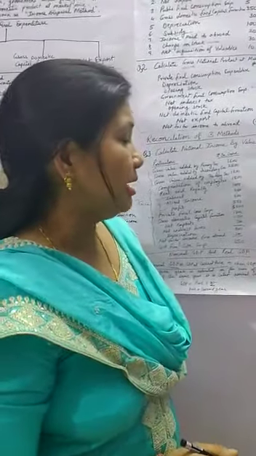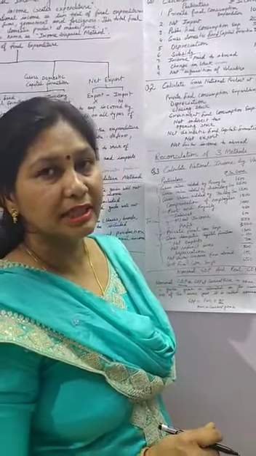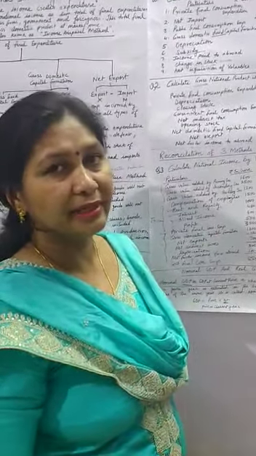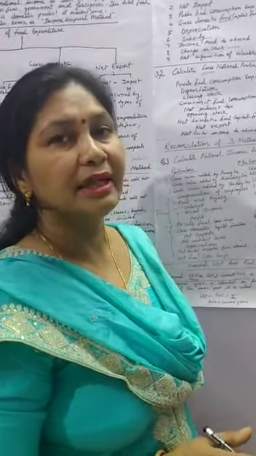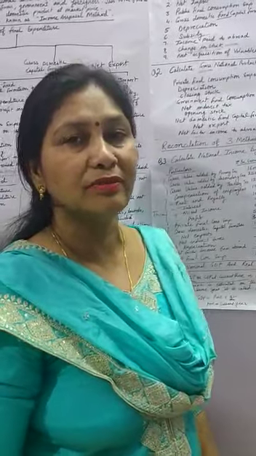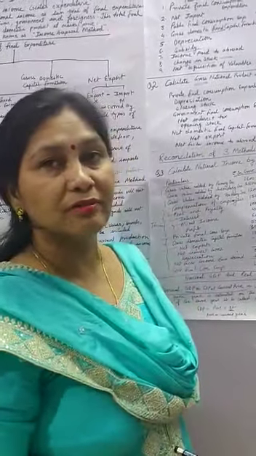Why is it better? Because real GDP tells us the actual flow of goods and services in the economy. Because you have taken the base year price, that is constant. So whatever the change in our national income or GDP, it is because of the flow of goods and services only. So it reflects the true picture of the economy.